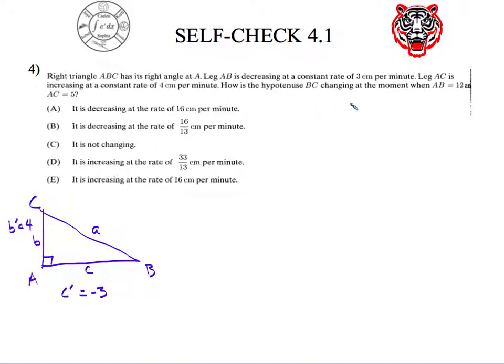How is the hypotenuse BC, this hypotenuse, good, we have the picture correct, changing at the moment when AB equals 12? AB, so that means C is equal to 12. And AC, this length here, B, is equal to 5. So B equals 5.